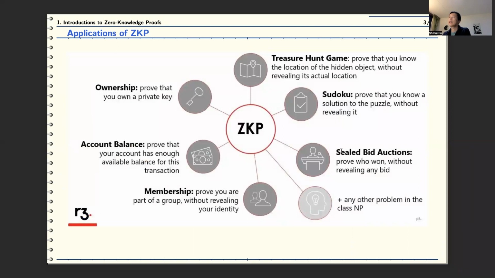Here are some applications of ZKP. For example, we can use a range proof to prove that some number is in a given range without revealing the exact value of the number. Other applications include membership proofs, bid auctions, voting, and so on.